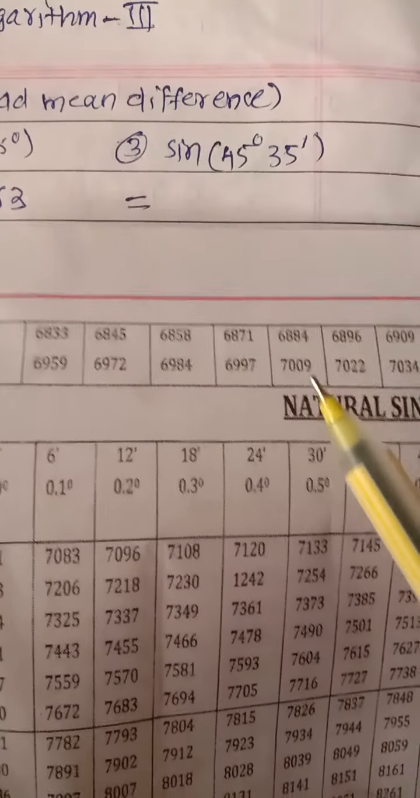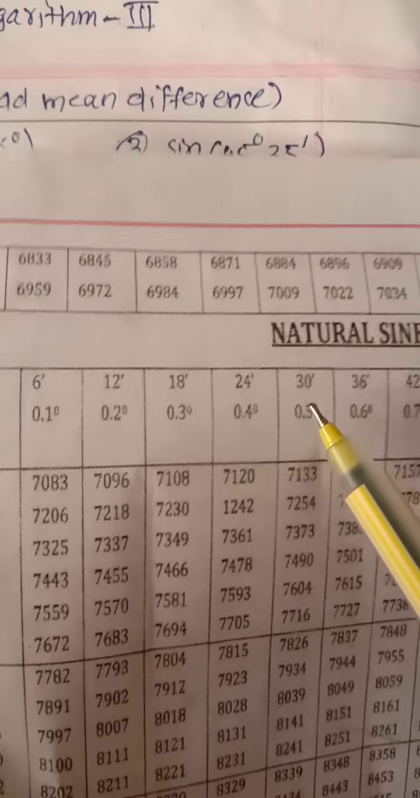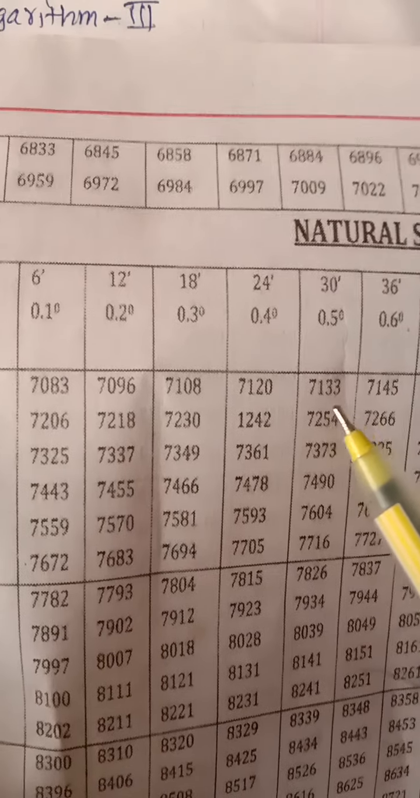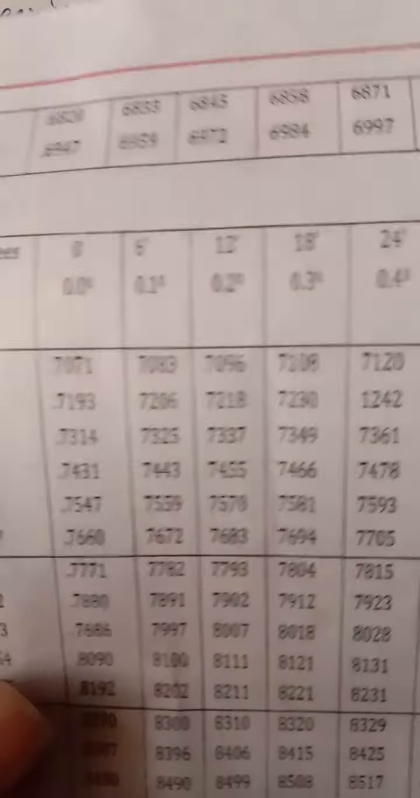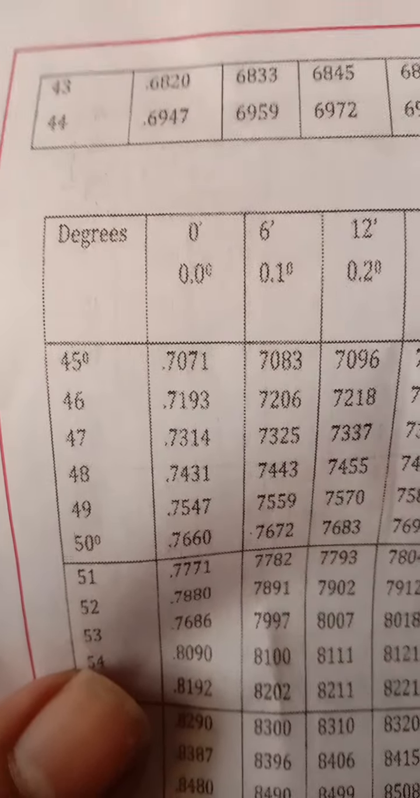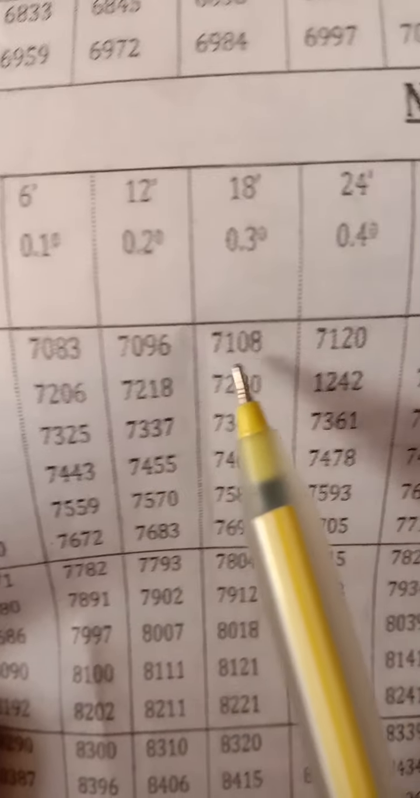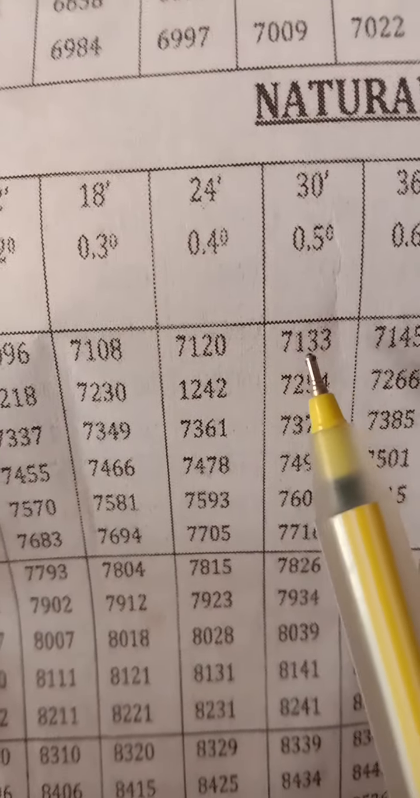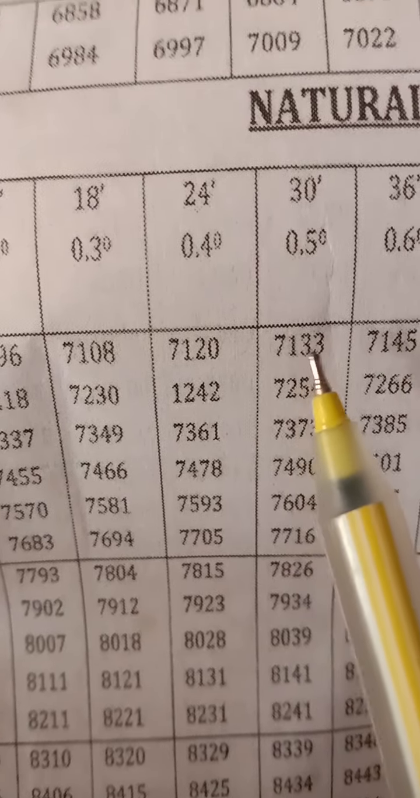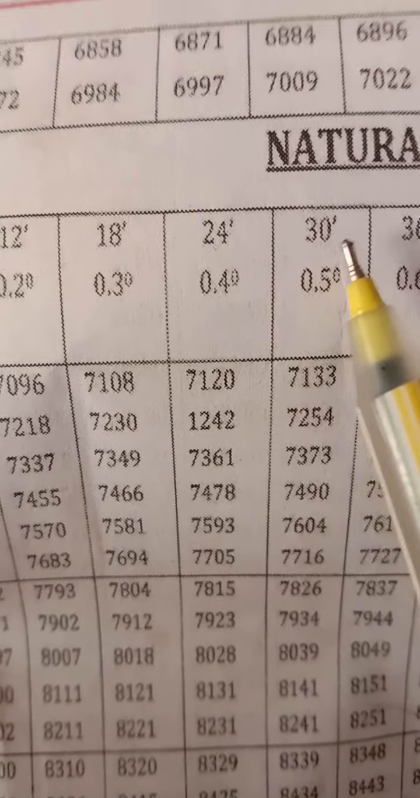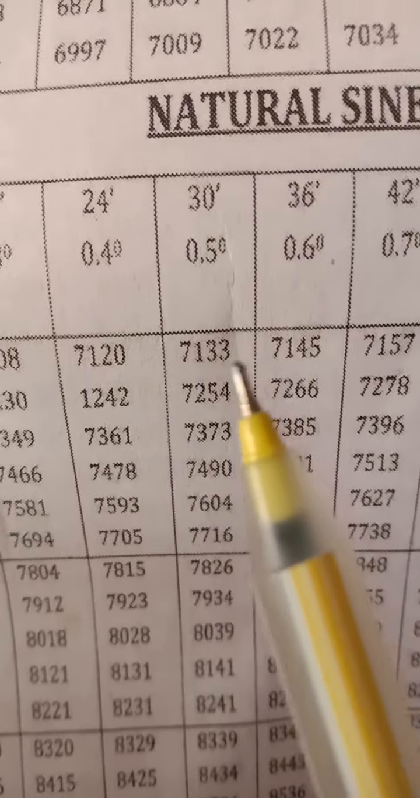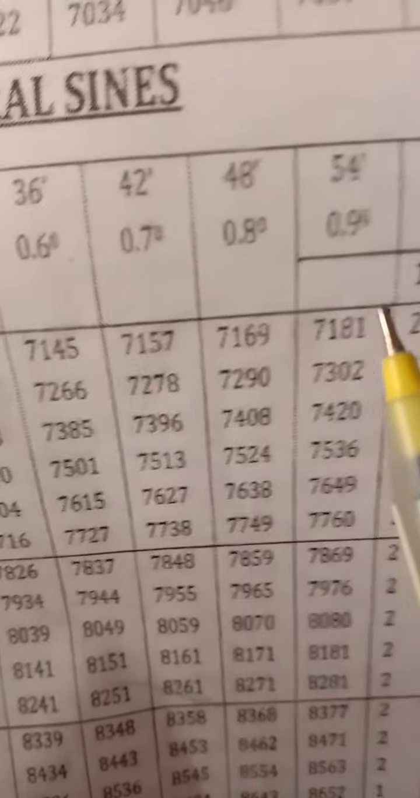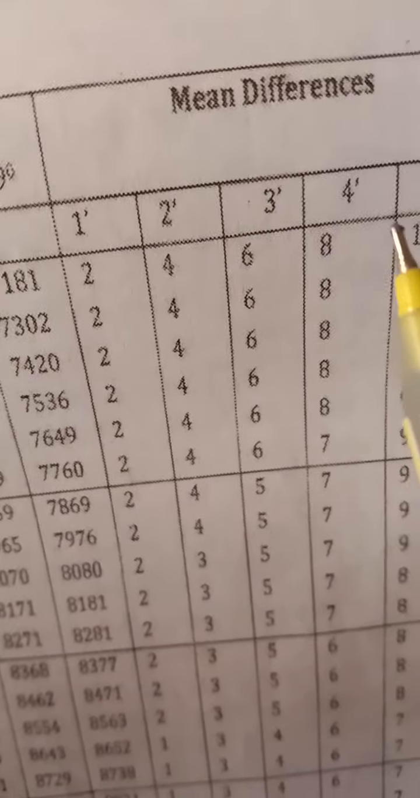For this 35 we will get 30. So for this we will get here 30, and this value, moving horizontally from this 45 degrees 30 minutes, is 0.7133. But here it is given 30 minutes, and in the example it is 35 minutes, that is 5 minutes, so the mean difference will be added to it, and the respective value of the difference for 5 minutes is 10 here.